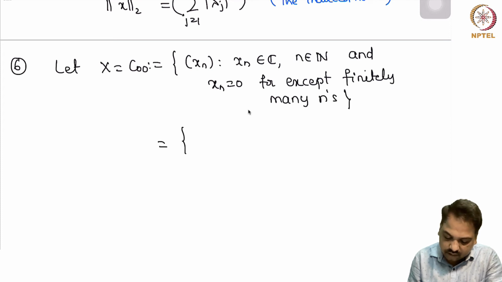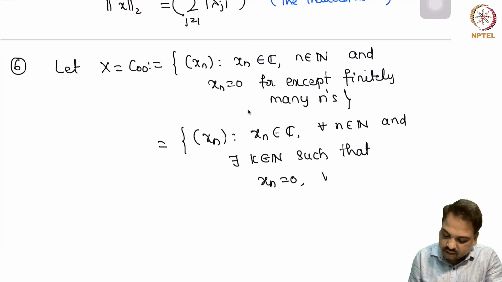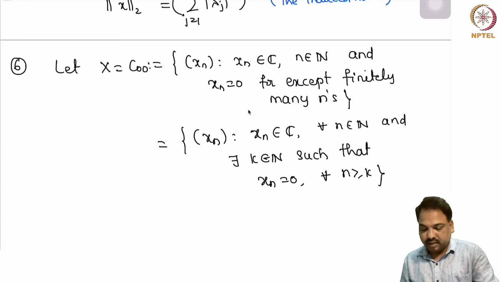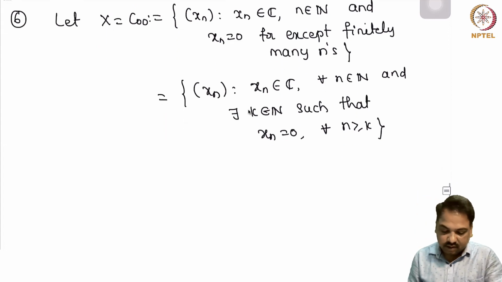In other words, it is the set of all sequences xn so that xn is in C for all n in N, and there exists some k in N such that xn is 0 for all n bigger than or equal to k. In fact, this k depends on the sequence xn.